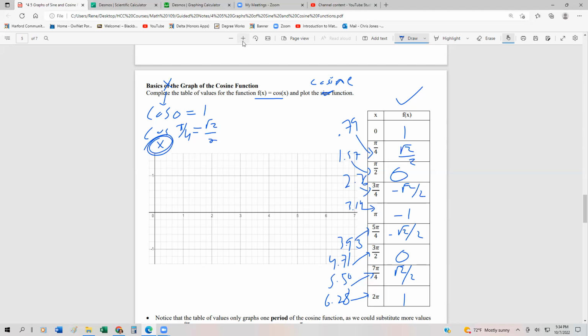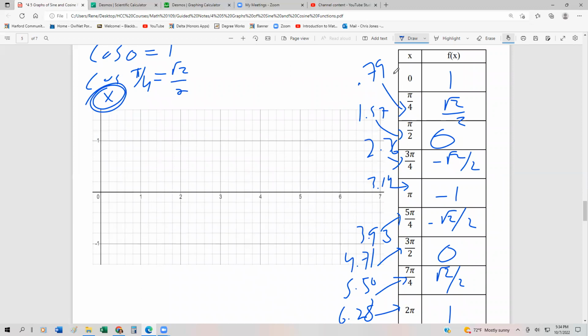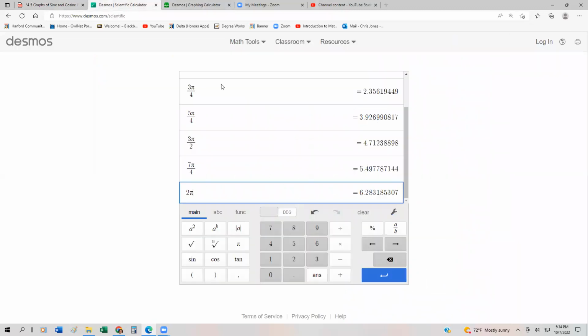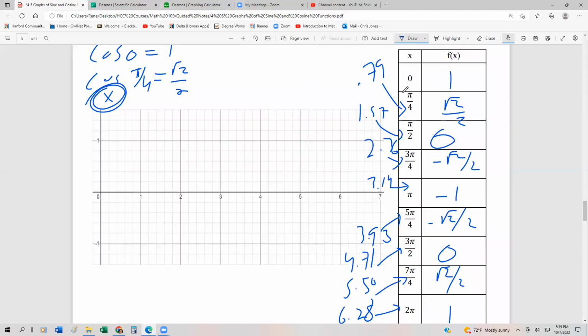So now we're going to plot those points. You might remember in the first video in this section, I approximated all of these values for pi fourths, pi halves, 3 pi fourths by going into my calculator. Just to remind you how I got those, for instance, pi over 4, I literally went pi over 4 and got 0.79. That's how I got to this value right here. And I did the same thing for all of these x values.